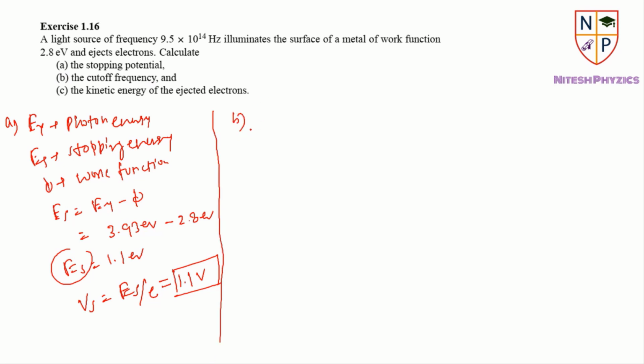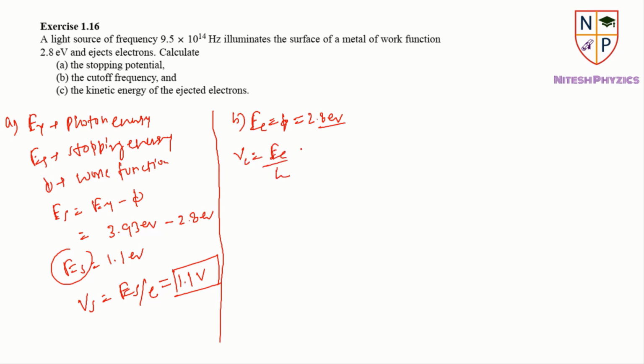The cutoff frequency. Cutoff frequency is easily calculated. We know the cutoff frequency of the metal is the frequency that corresponds to light with energy Ec equal to the work function of the metal phi. Then Ec will be phi, which is 2.8 electron volt. Now calculate cutoff frequency. Nu c is equal to Ec by h.